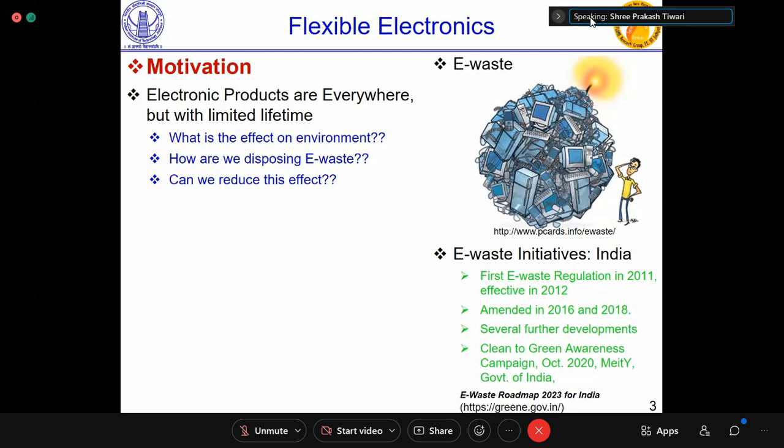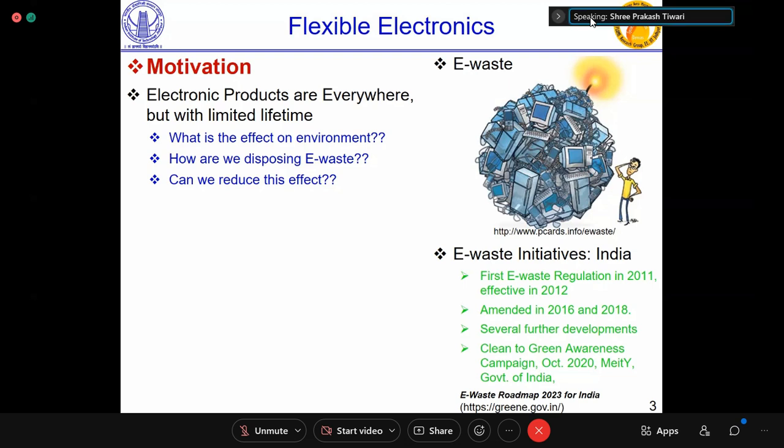But in fact, the country itself realized this long back, a decade ago, and the first e-waste regulation came in India in 2011, and in 2012 it became functional. It was amended later also, 5 years later, in 2016 and 2018. It means the country had recognized that we are generating a lot of e-waste, and several further developments have happened. And recently, this October 2020, there was a clean to green awareness campaign. And an e-waste roadmap is also available for India to take care of this problem. As users, we never realize that these things are happening.